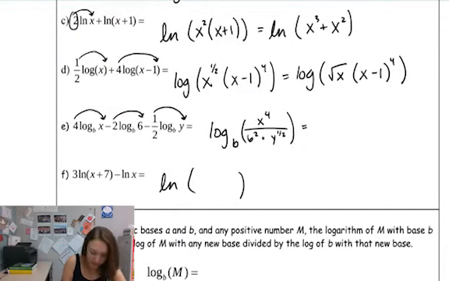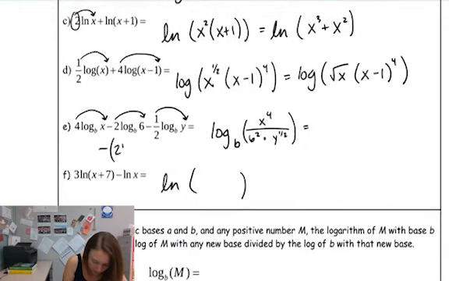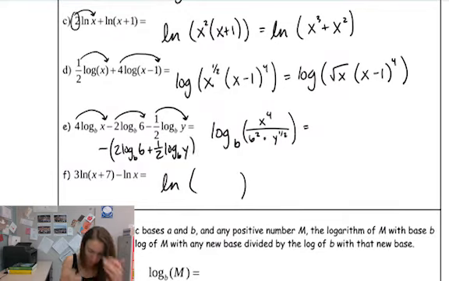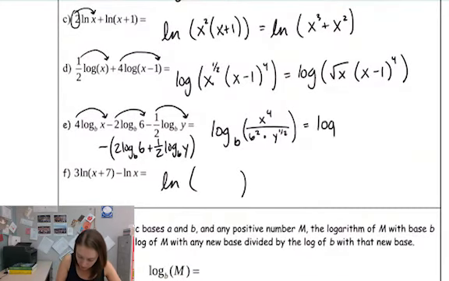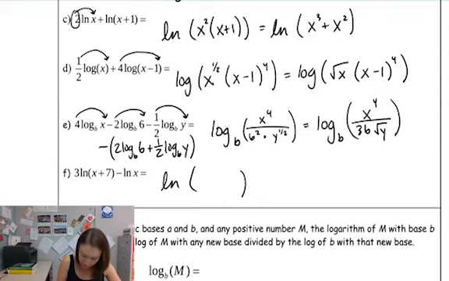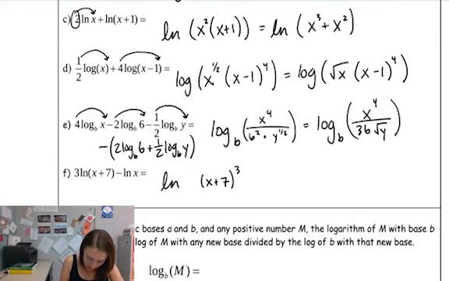So you can think about it as negative and then 2 log base b of 6 plus 1/2 log base b of y if you want to just distribute that negative out or factor it out. And that shows that those two pieces are being multiplied together. I'm going to clean this up a little bit. Log base b of x to the 4th divided by 36 times the square root of y. Just looks a little bit nicer. All right, and then the last one here, we have x plus 7 cubed and then divided by x, and I'm going to leave it just like that.